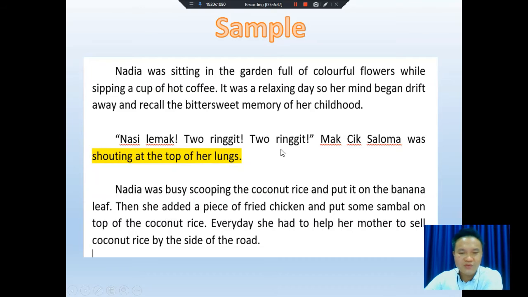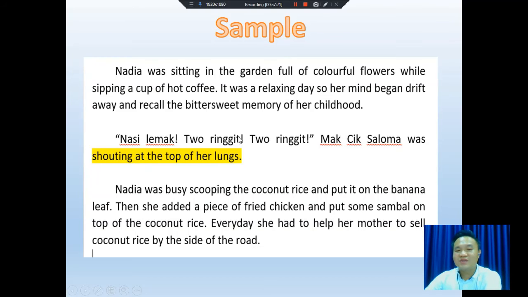"And nasi lemak two ringgit!" Makcik Seloma was shouting at the top of her lungs. So here I included idioms in it. And Nadia was busy scooping the coconut rice, putting it on the banana leaf. Then she added a piece of fried chicken and put on some sambal. And for your information, sambal is accepted by Cambridge Dictionary as an official English word already. Sambal on top of the coconut rice. Every day she had to help her mother sell coconut rice by the side of the road.